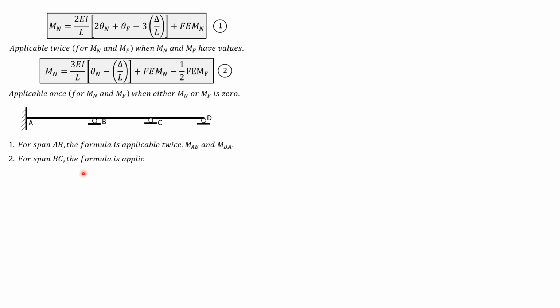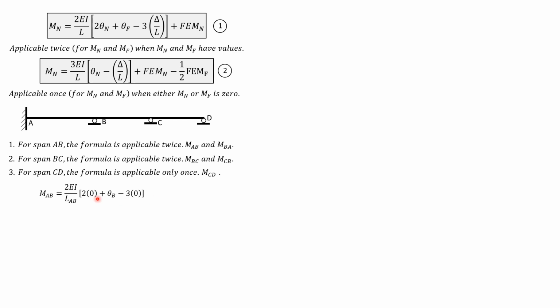So for span BC, the formula is applicable twice also. Then for span CD, it's only applicable once because moment at the far end is 0. So moment AB equals 2EI over L times quantity 2 times theta A, which is 0 because that's a fixed end, plus theta B minus 3 times delta over L, which would be 0 for supports that do not settle, plus fixed end moment AB. Then moment BA is 2EI over LAB quantity 2 times theta B plus theta A, which is 0, minus 3 times 0 plus fixed end moment BA.